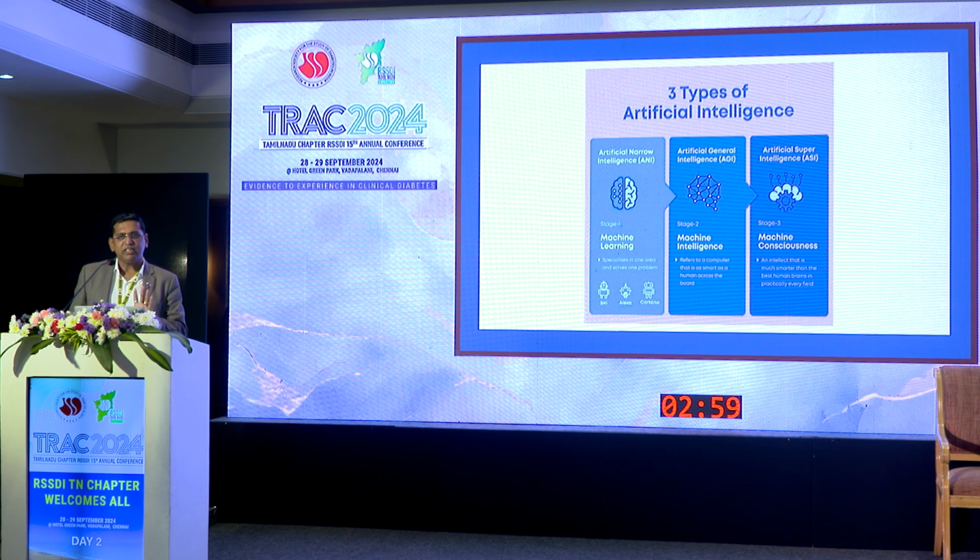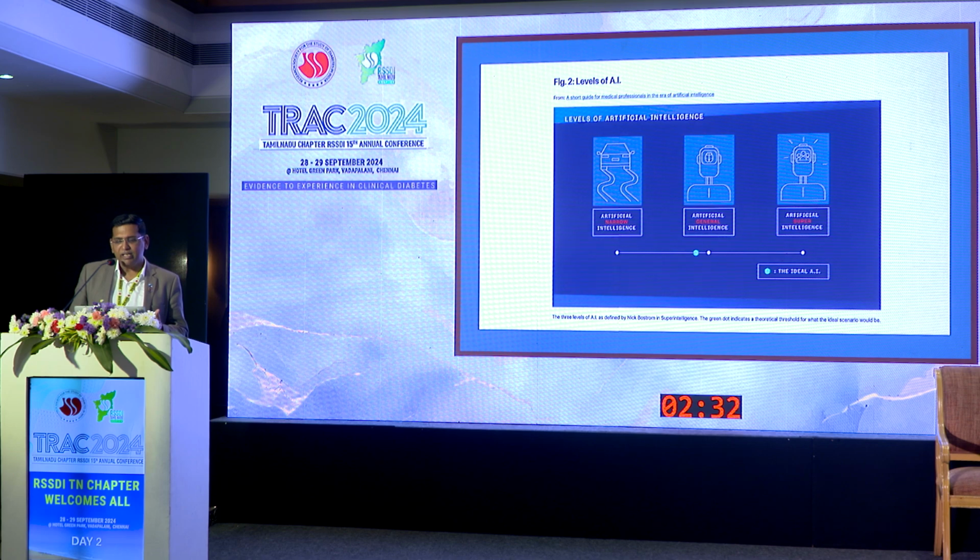Moving forward, there are 3 types of artificial intelligence. First is artificial narrow intelligence, which is machine learning. The machine is learning and performing. Second is artificial general intelligence, which is a higher version of machine learning. It refers to a computer that is as smart as a human across the board. It is working just like a human being. And artificial super intelligence, just like the M. Night Shyamalan movies we see, where machines are smarter than us.